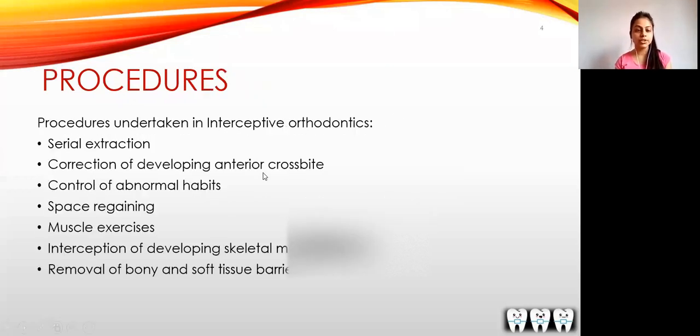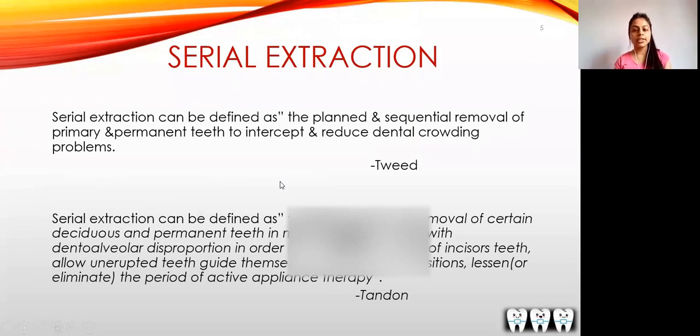So these are the procedures which are undertaken in interceptive orthodontics, which includes serial extraction, correction of developing anterior crossbite, control of abnormal habits, space regaining, muscle exercises, interception of developing skeletal malocclusion, removal of soft tissue and bony barriers. Now let's talk about serial extraction.